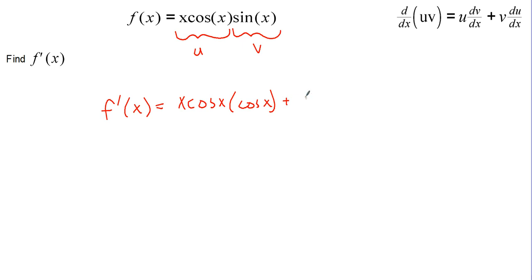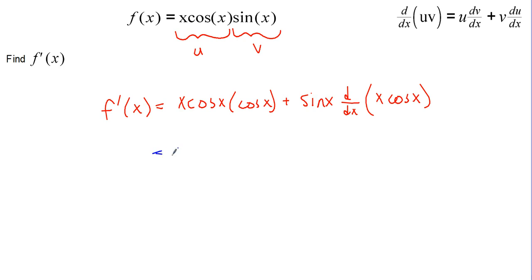plus v, or sine x, times the derivative with respect to x of u, which is x cosine x. Well, in this case, in order to find this derivative, the derivative of x cosine x, we'll have to break that up and use the product rule.